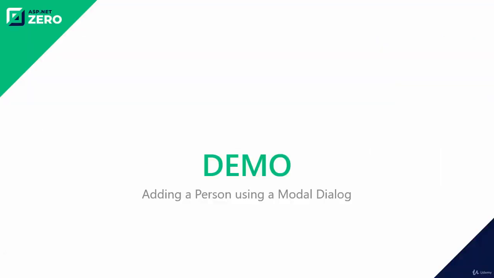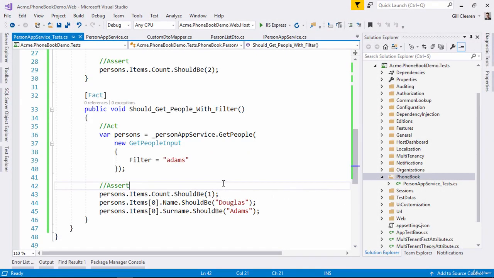Now that we have a list of people being shown already, let's in the next demo extend the functionality of the application. We're going to allow the user to add person instances to our list. That means that we'll first need to extend the API to support this scenario. Next, we'll then need to extend the Angular app, and we'll also add a modal dialog that allows the user to enter data for the person.